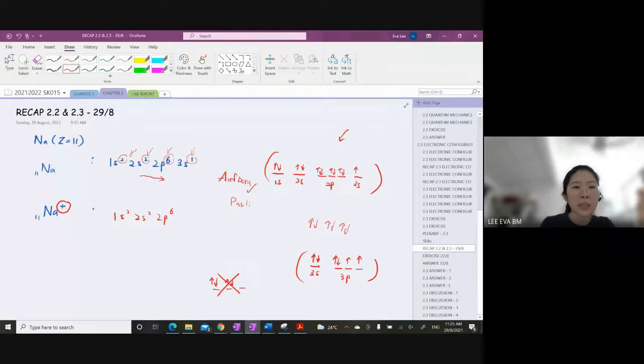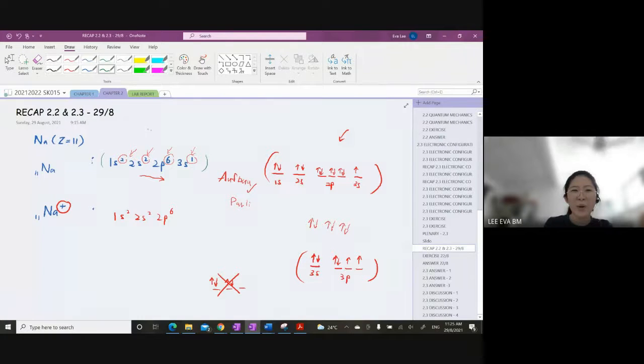Ada satu terms lagi, if for MS32 last time, some of you didn't join the class, right? But you can watch back the video. Okay, so if let's say over here, I want to use the core configuration. If you still remember what is the core configuration, can you try to give me the core configuration for sodium neutral atom? What will be its core?